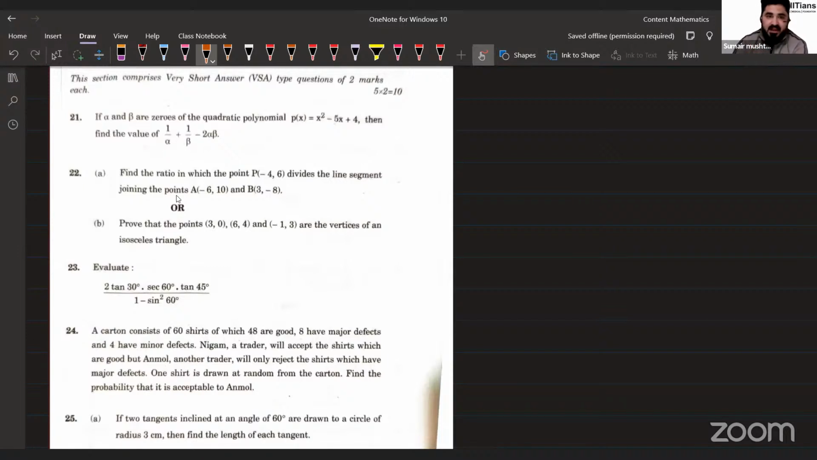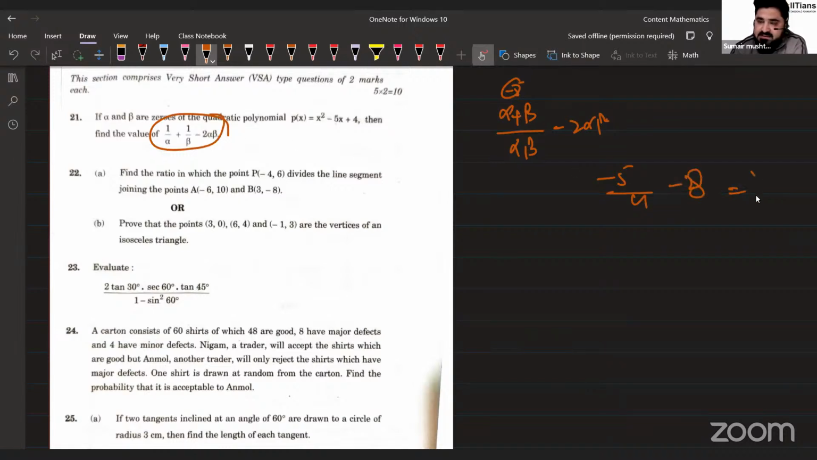I will just try to explain the questions. Find 1 by alpha plus 1 by beta. How will you do it? That is alpha plus beta divided by alpha beta, minus 2 alpha beta. What's alpha plus beta? That's minus 5, isn't it? What's alpha into beta? That's the product of roots, that's 4. Minus 2 times alpha into beta, this will be 8. Simplify it, get the answer. Simple. Got it? This can be done.